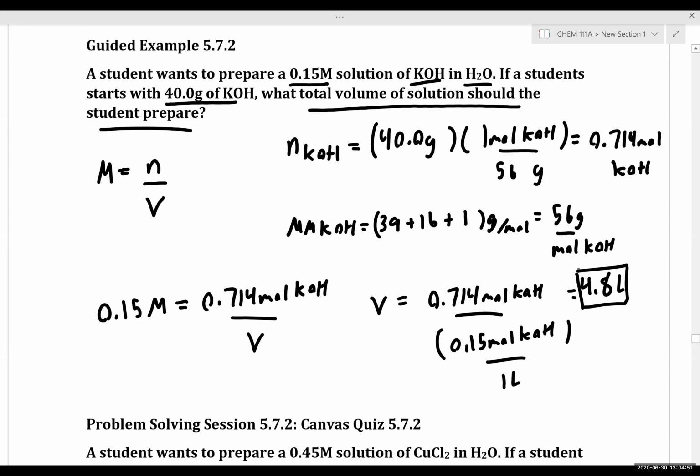Does this example make sense to everyone so far? Any questions on this example?